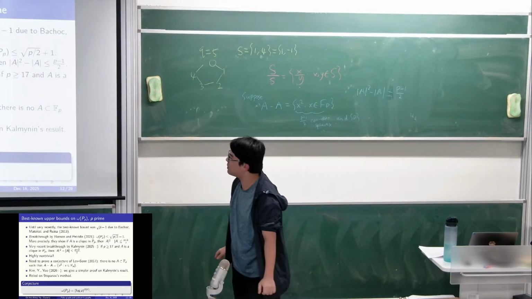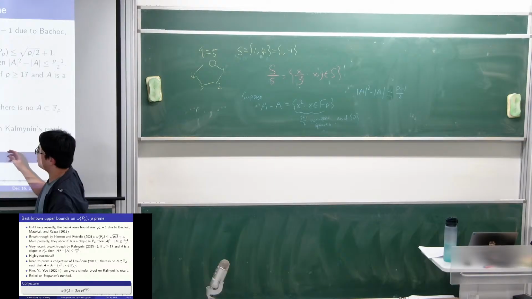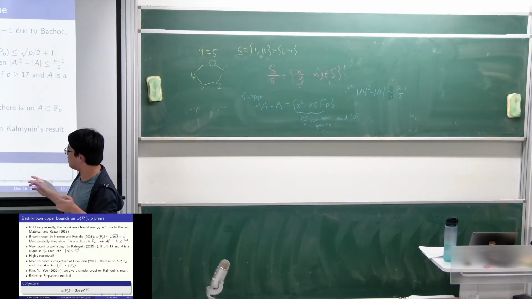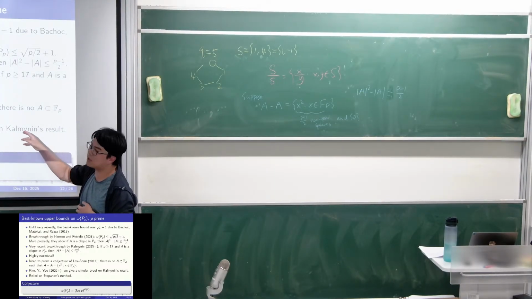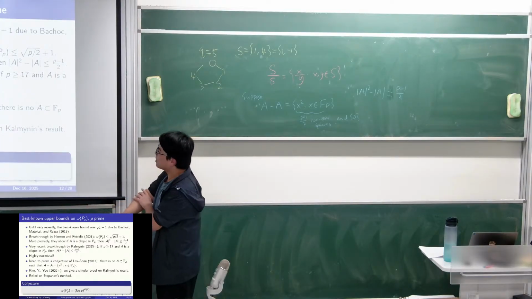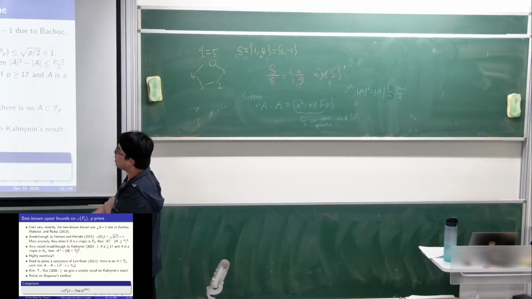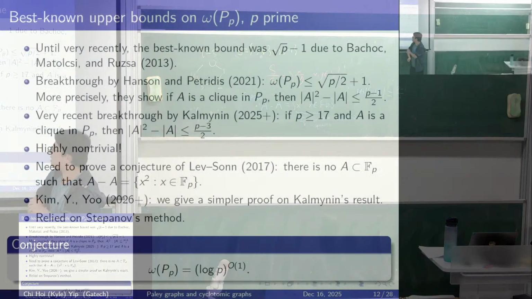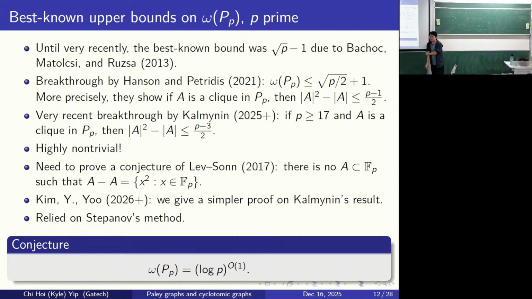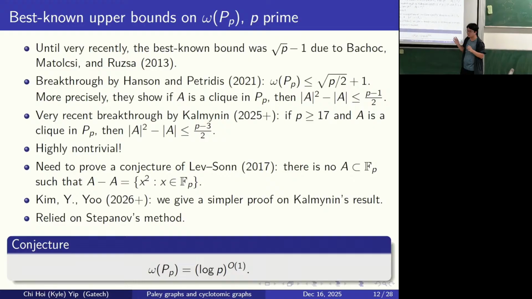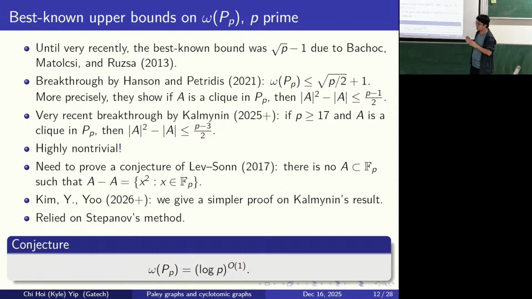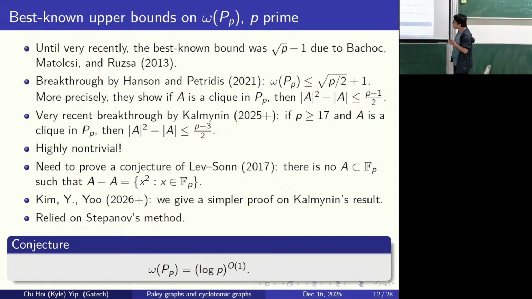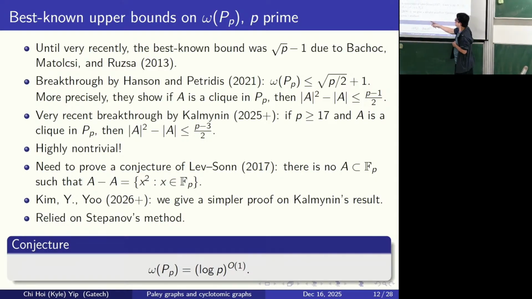So I just want to mention that together with Sangyang and Semi, we provided a simpler proof of this result. All of these results are based on some method called the Stepanov method. It was initially developed using arithmetic geometry, but here we are just using a toy version, which is kind of elementary. So I won't talk too much about this method, but I want to talk about what's the widely believed conjecture.